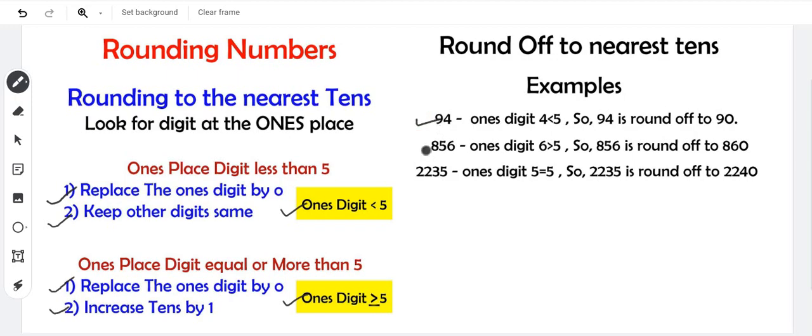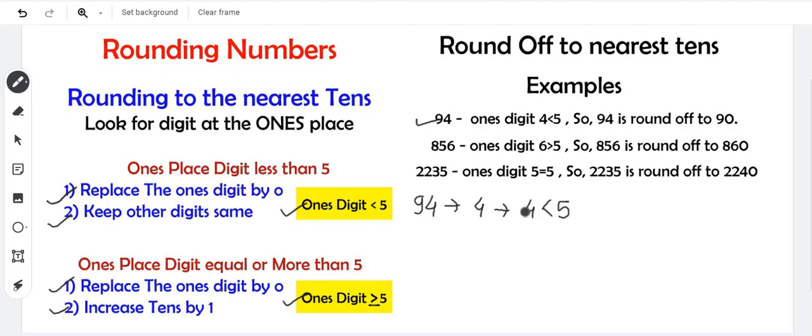Let's take the first one, 94. In this number, first we will look for the digit at the ones place, because we are rounding to the nearest tens, in which first we look for the digit at the ones place. The ones place is 4. So we are taking 4. Let's compare this number. 4 is smaller than 5. It means it comes under the first condition.